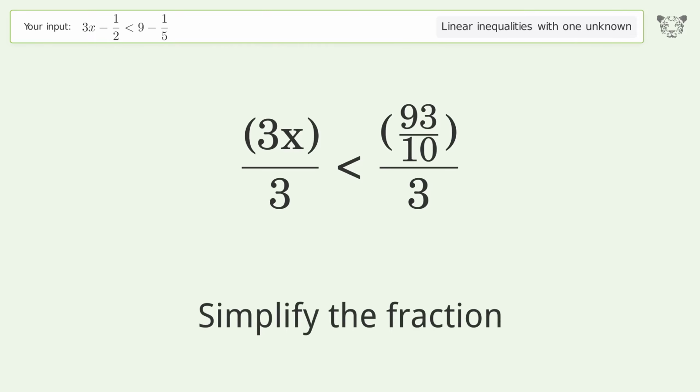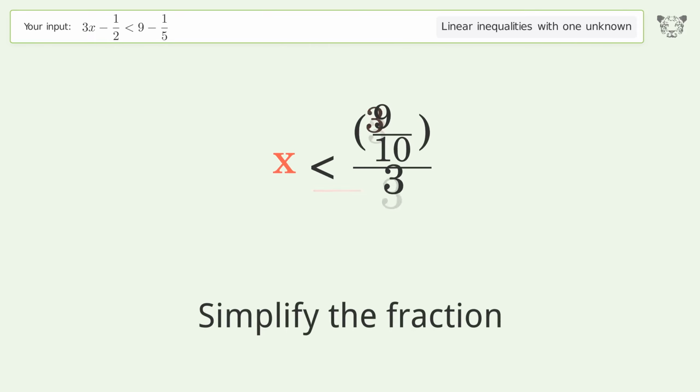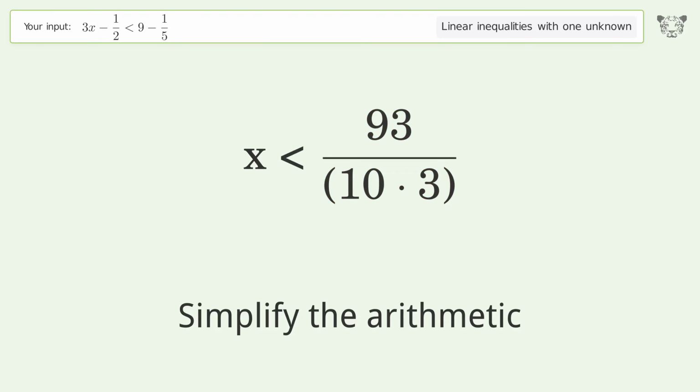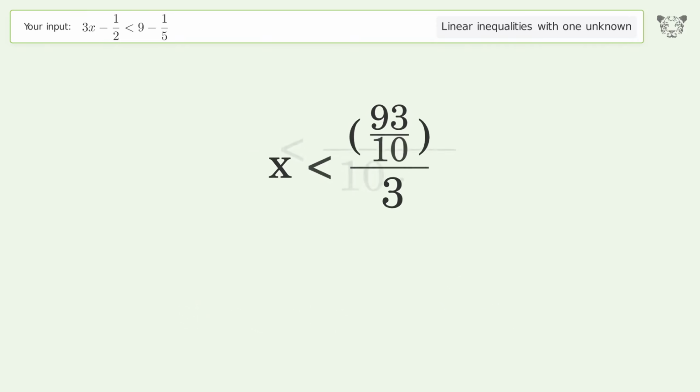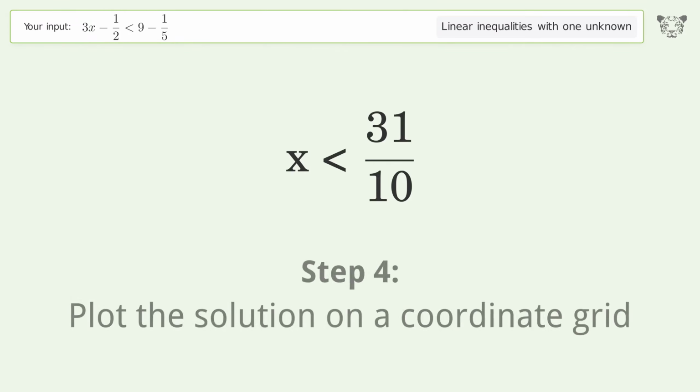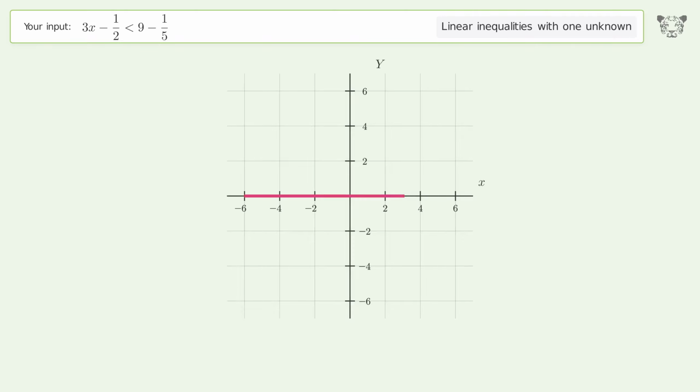Simplify the fraction. Simplify the arithmetic. Plot the solution on a coordinate grid. And so the final result is x smaller than 31 over 10.